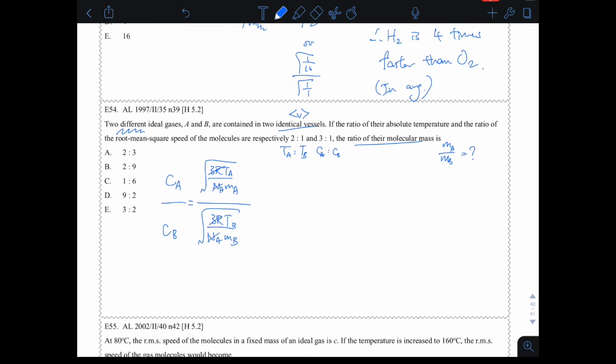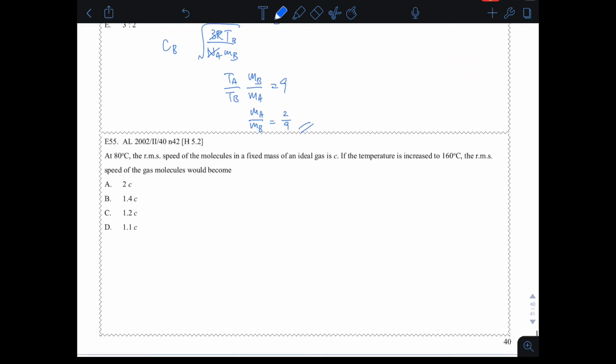Then we can have a lot of simplification here. And now we have this equal to the ratio 3 to 1. That means this equals 3. Now we further simplify, we square both sides, then we have TA over TB, and then MB over MA equals 9. Then MA over MB, with some rearrangement, will be equal to 2 over 9. Then the answer will be B here.